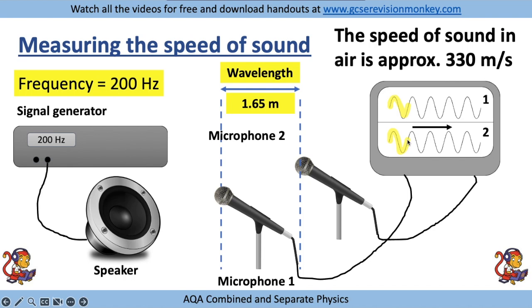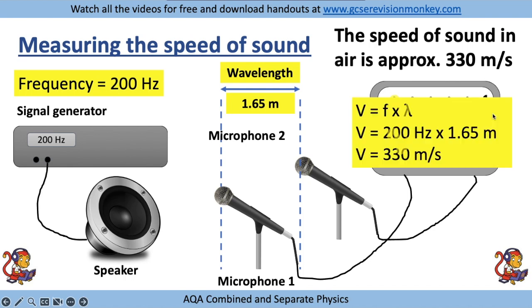So now we have a frequency, which is 200, set by the signal generator, and a wavelength of 1.65, which we've measured as the distance between the two microphones when the wave fronts realign perfectly. We can then use the wave equation V equals F lambda, or wave speed equals frequency times wavelength, to calculate the speed of sound. So in this case 200 Hertz as set by the signal generator multiplied by the wavelength of 1.65 gives us 330 meters per second.